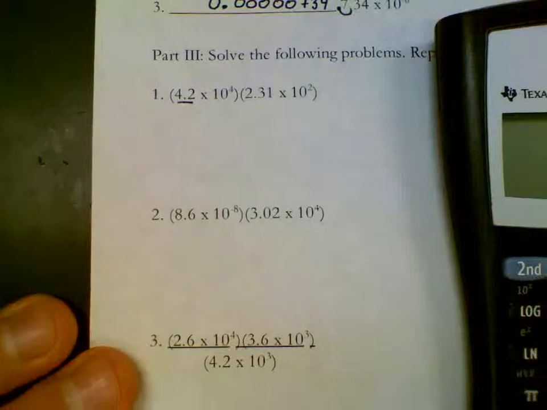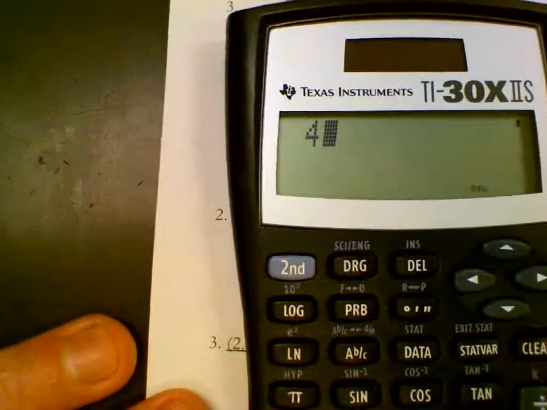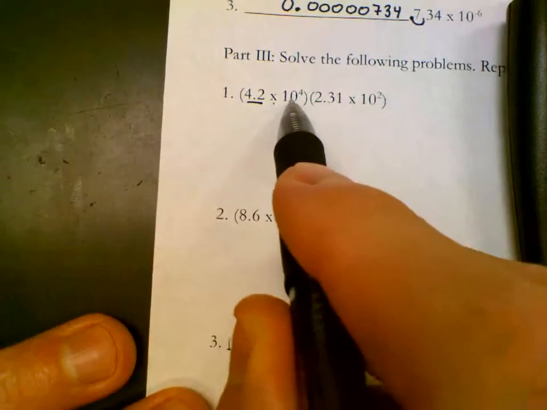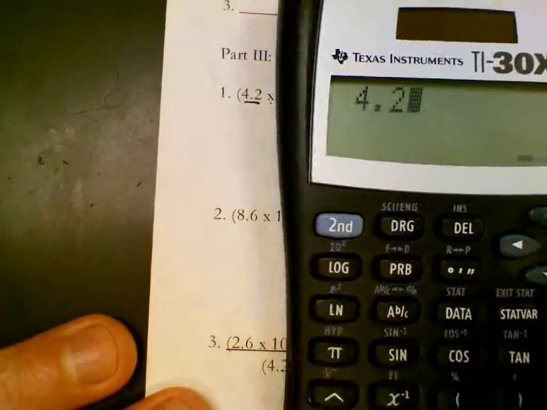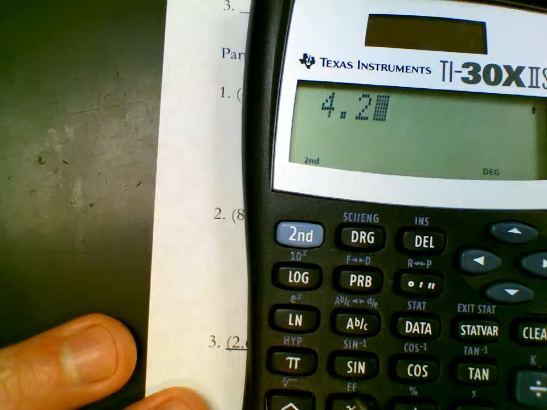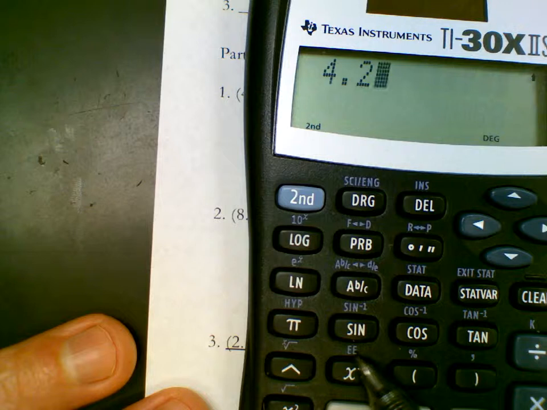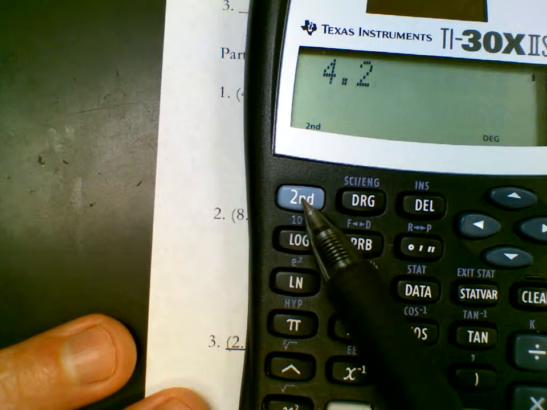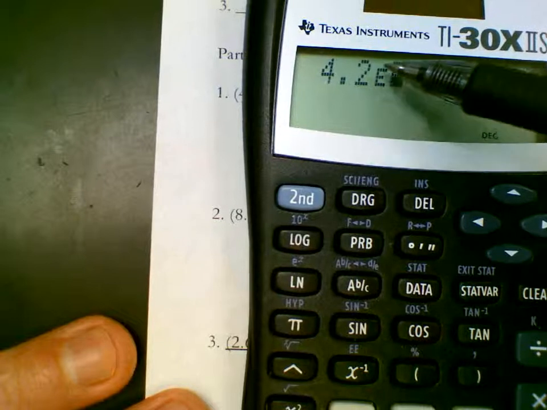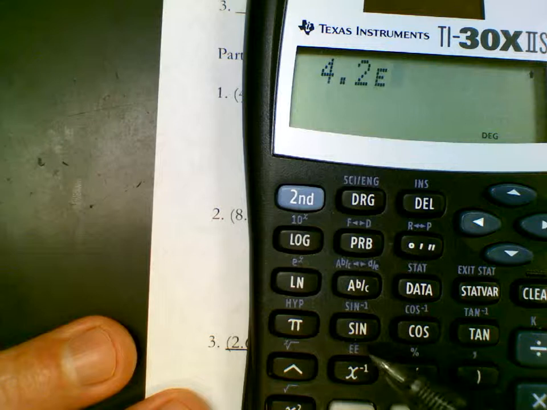of the number, the 4.2, we're going to insert that into our calculator. So here we have 4.2, and then we're not going to type in any of the times 10 part of it. Instead, we're going to replace the times 10 with the EE key. The EE key on this calculator happens to be two E's that are blue, which means I need to hit the second key. I've already hit the second key. The weird part is there's only one E listed, even though it says EE on the key itself.